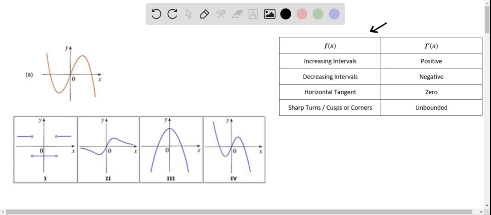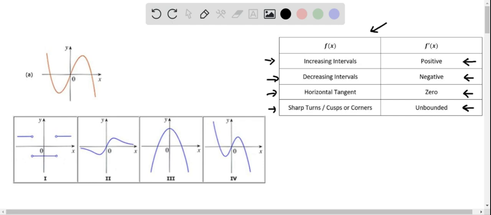Whenever the graph of f of x has an increasing interval, the graph of f prime of x, that is its derivative graph, will be positive. And wherever it has decreasing intervals, its derivative graph will be negative. And whenever we see a horizontal tangent on the graph of f of x, its derivative graph is 0. And if we have sharp turns or corners on the graph of f of x, the graph of f prime of x will be unbounded. So we will utilize these facts to help in our process.